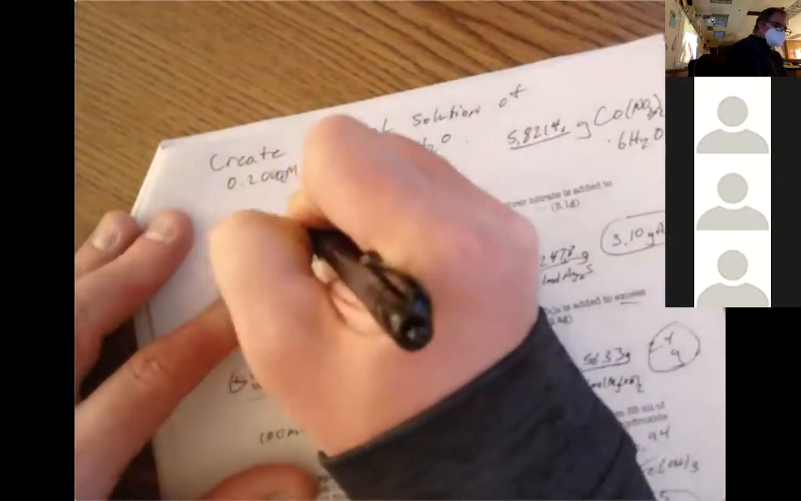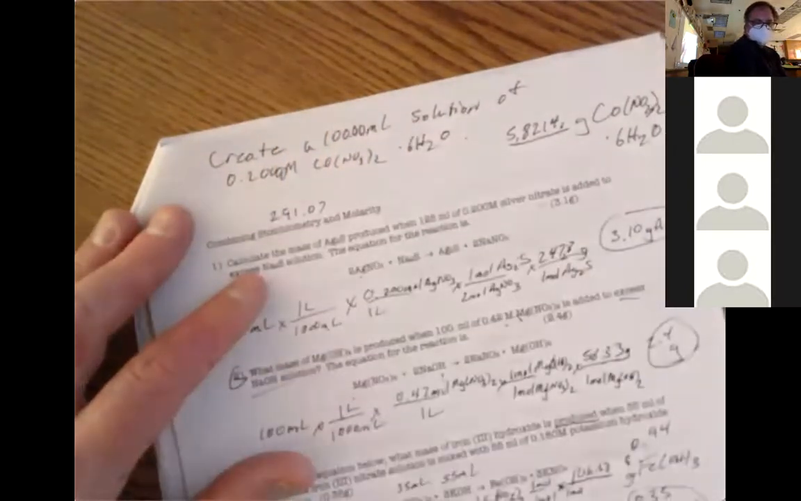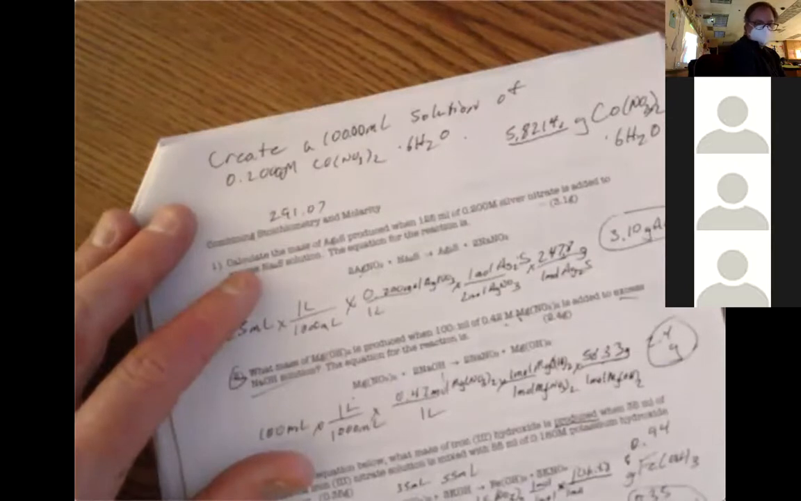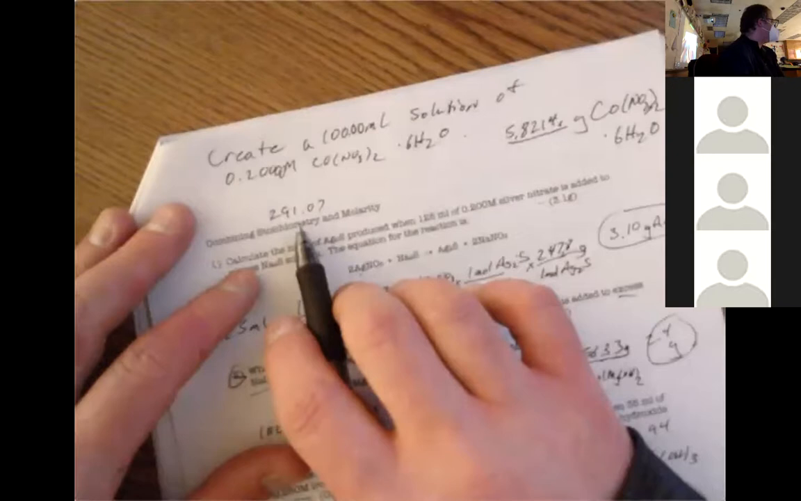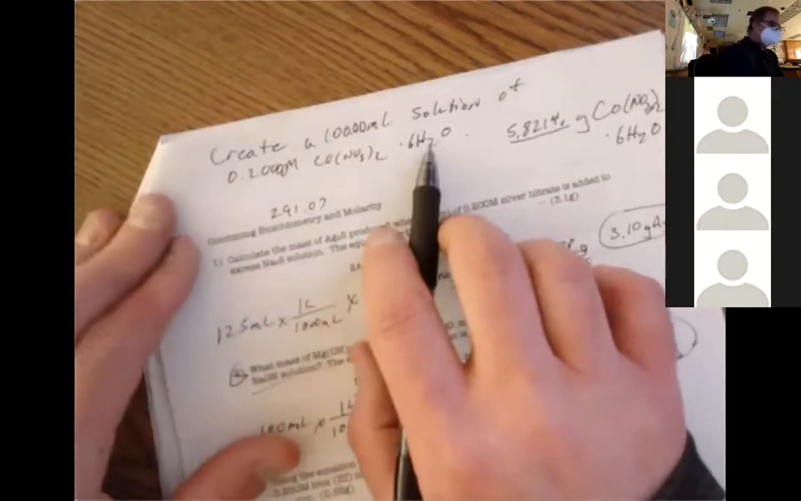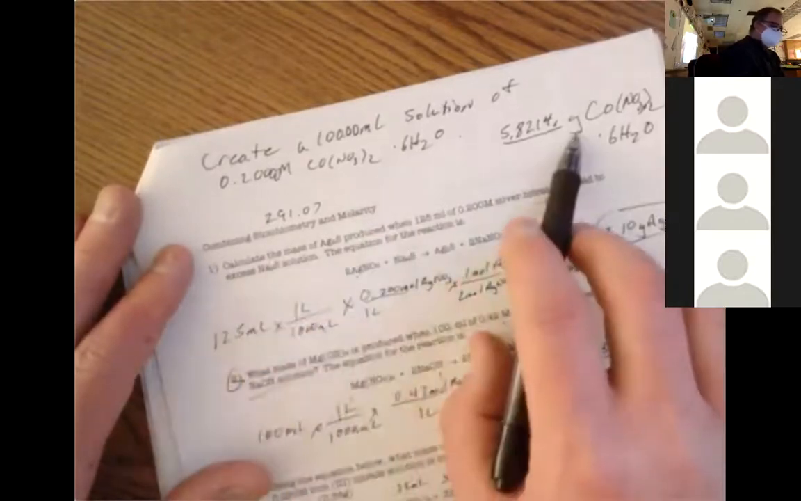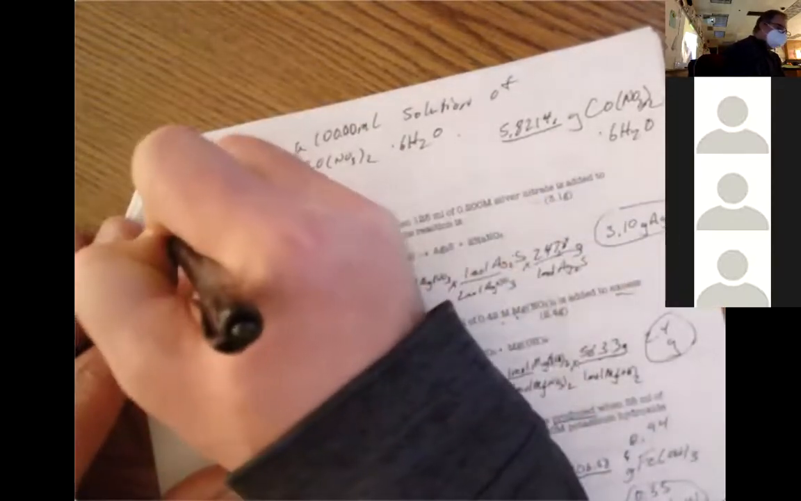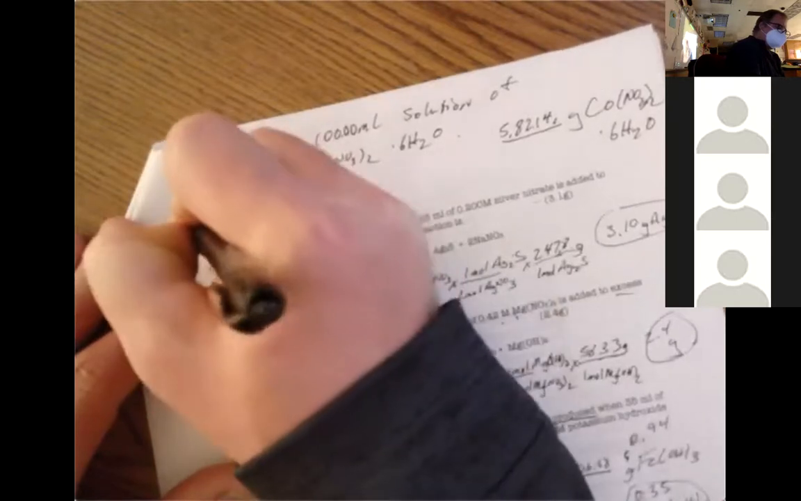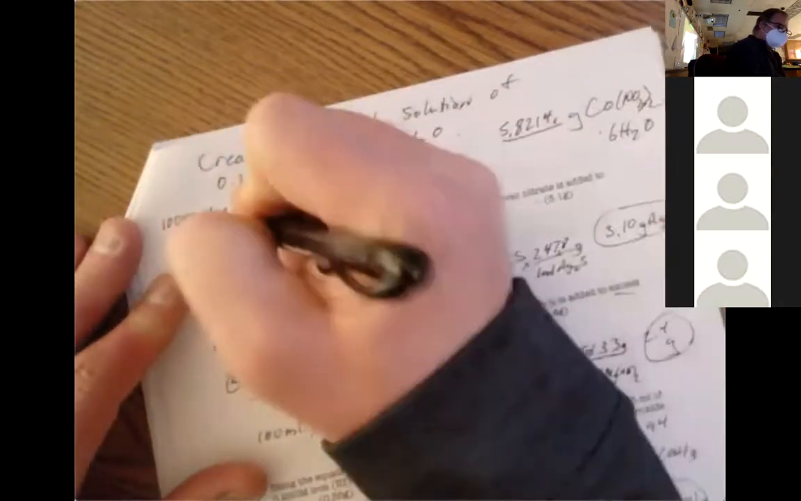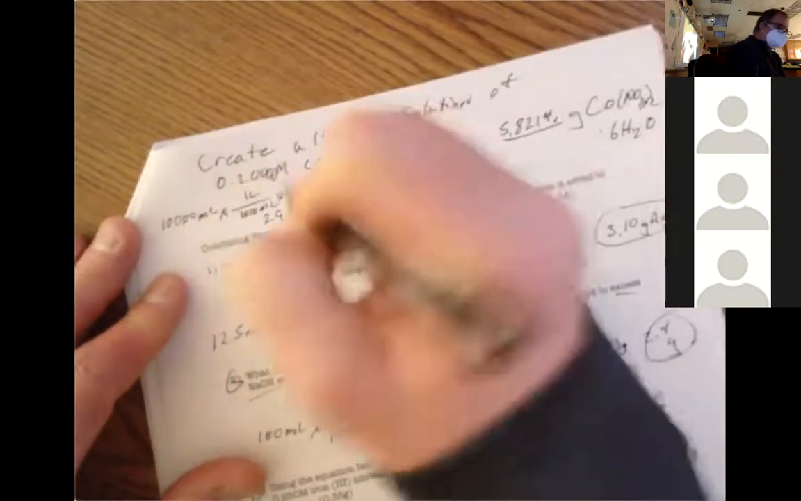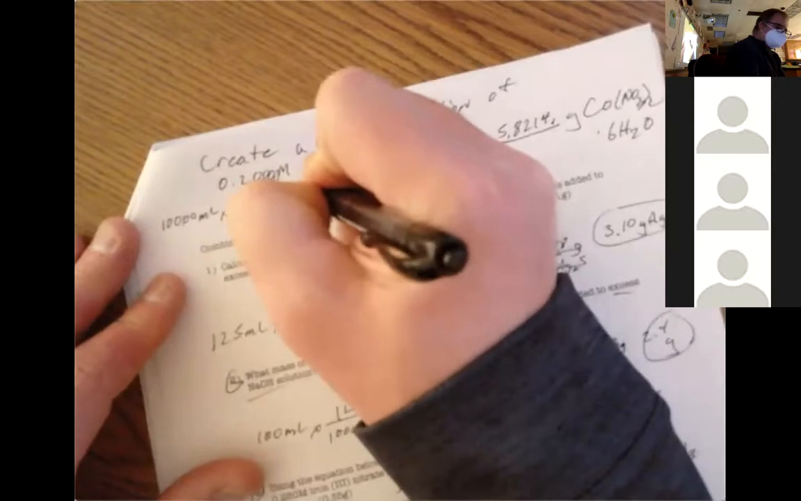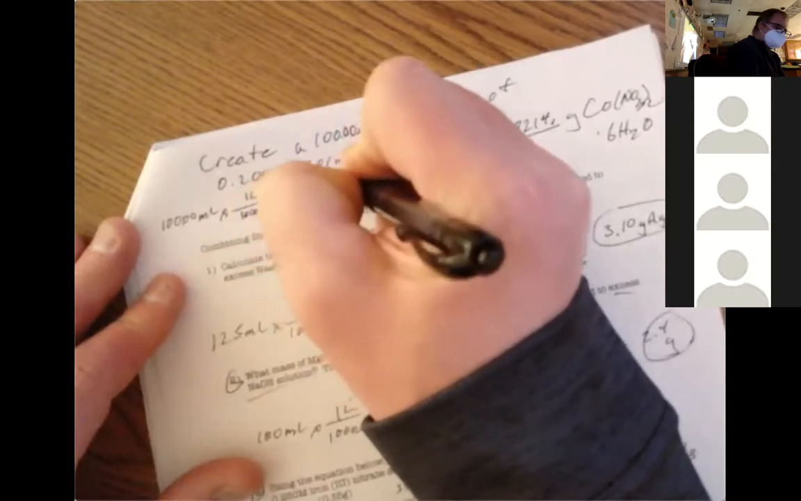Can we all agree that it's 291.07? If you have something in the 180s, doesn't that mean that you didn't add the water? So that's also needed. So we want 1 unit on this. So we're going to start off with 100.00 milliliters. Every 1,000 milliliters is 1 liter. Every 1 liter should have 0.2000 moles.